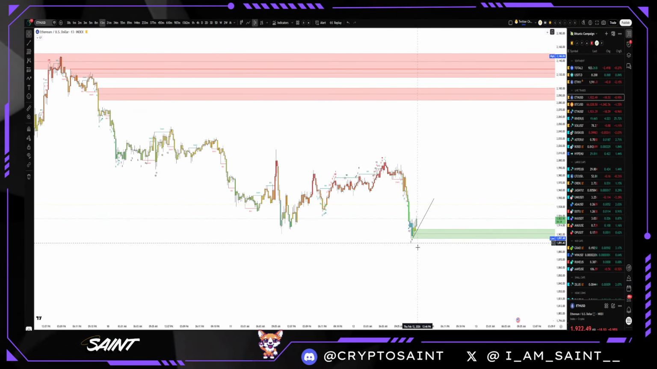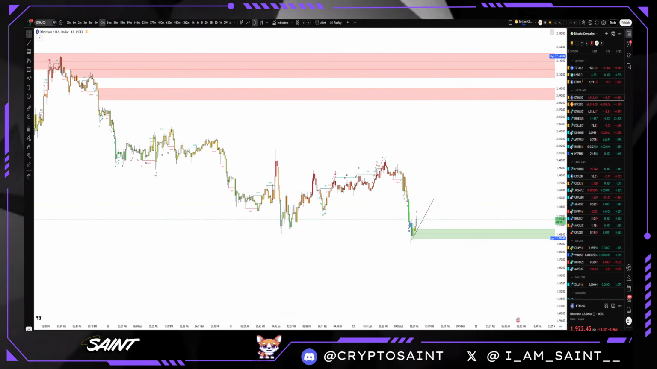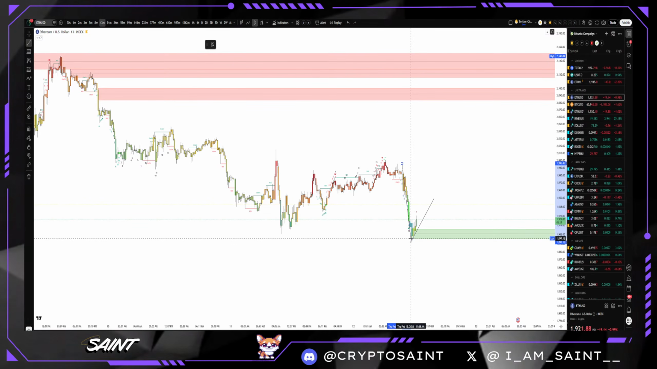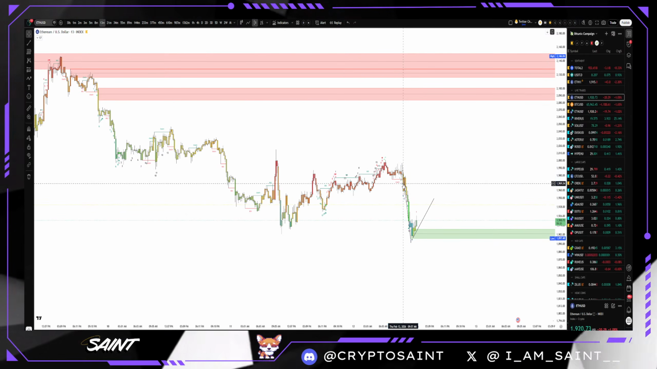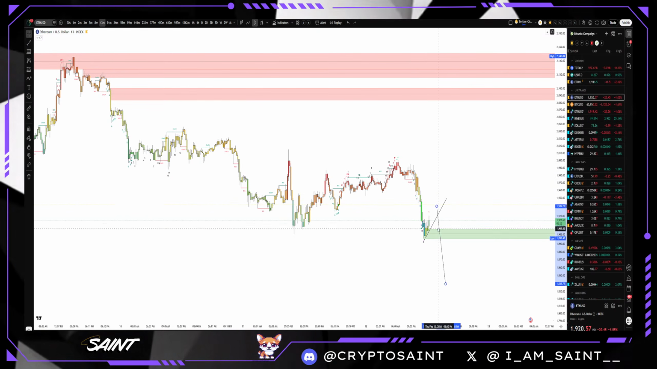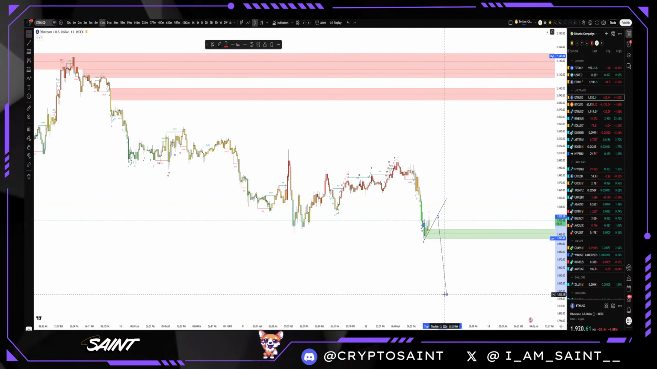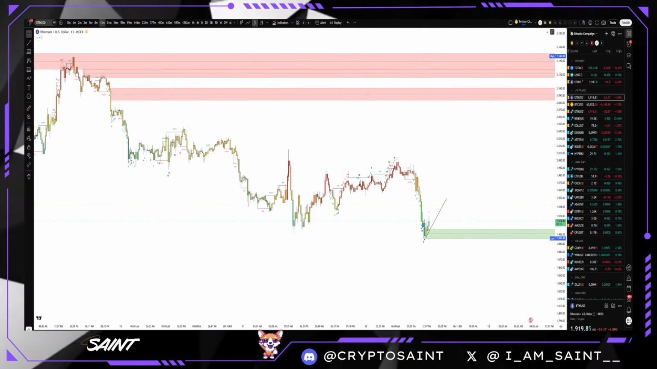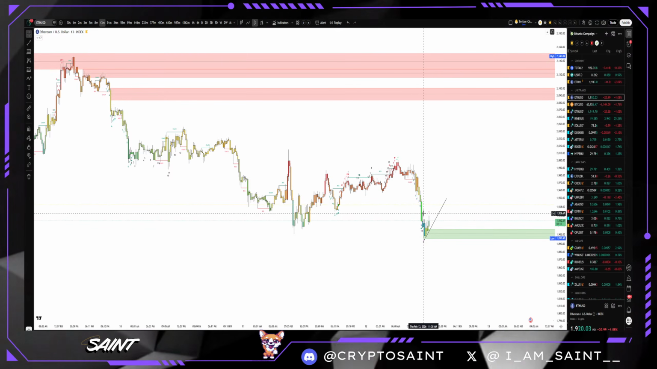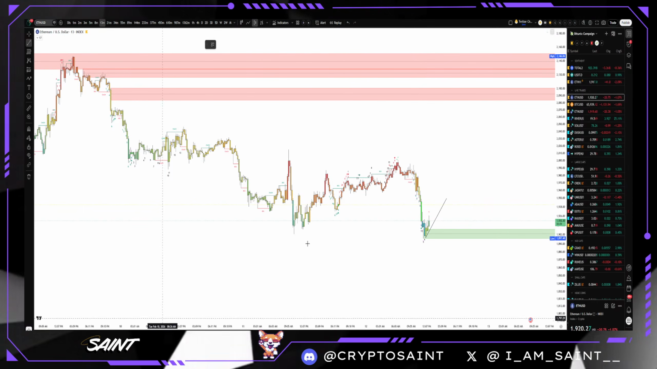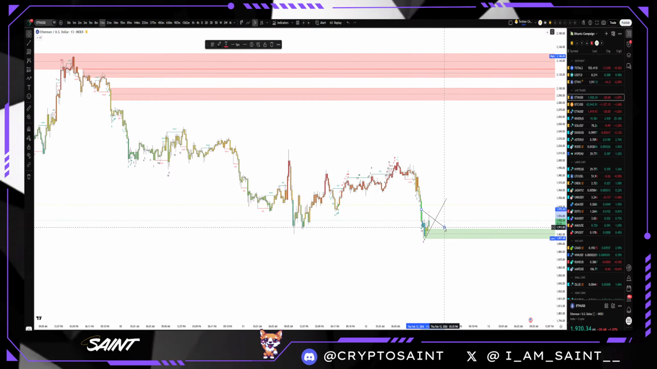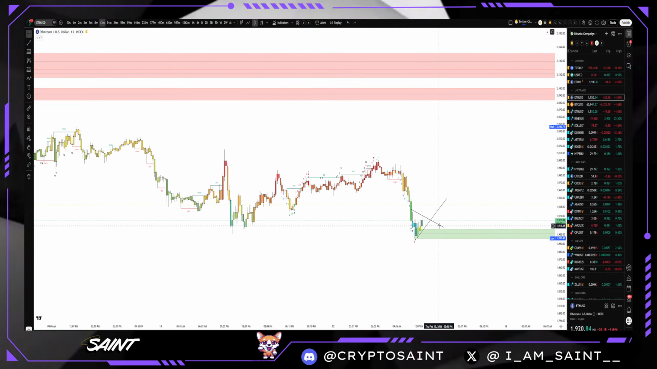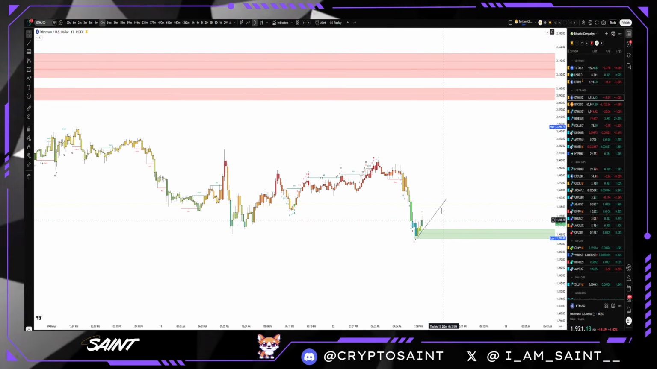And I definitely don't want to see a flag or a pennant or anything like that, because then I'll have continuation down to the downside, and that'll just suck. Yeah, that would be a bearish continuation pattern if it were to break like that. Meh, maybe. Pray for a V shape.